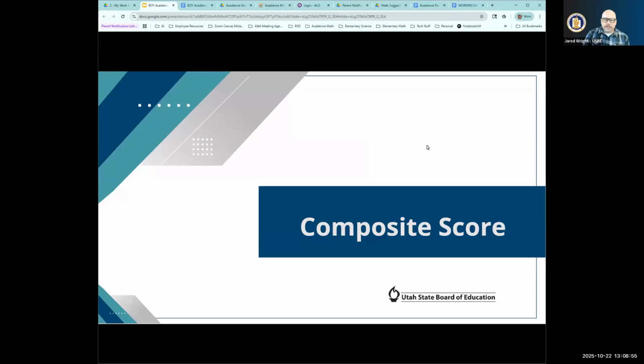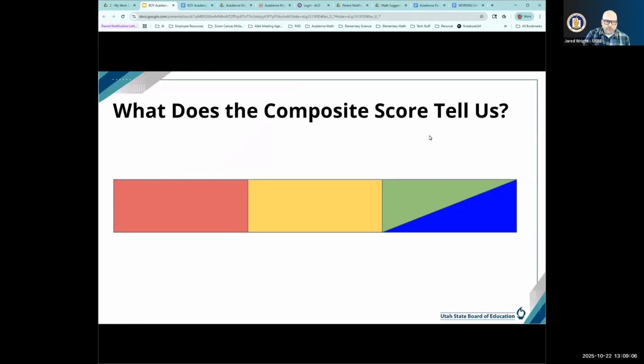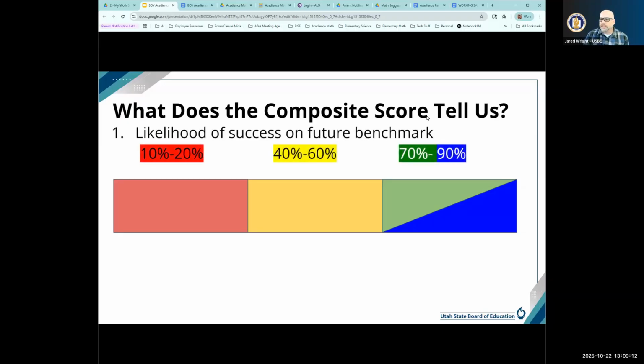So we're going to first look at the composite score. We're going to start at a higher level and narrow our focus as we go through this. Starting with composite scores, there are 4 things that a composite score tells us. The first is the likelihood of success for students to achieve or meet benchmark in the future.